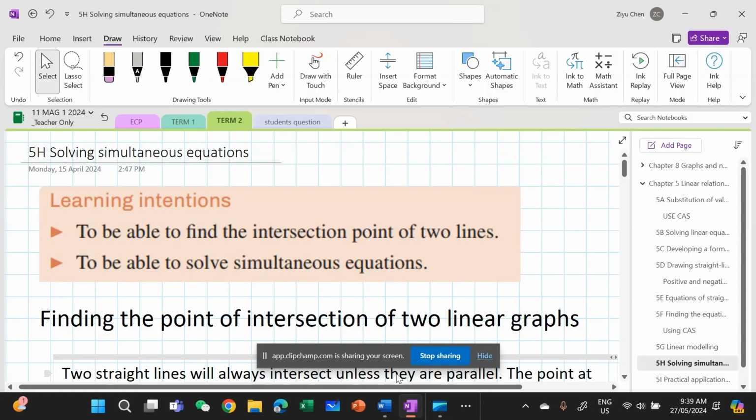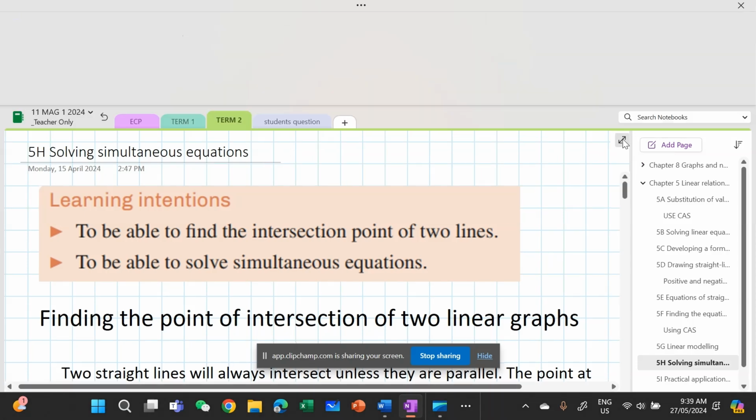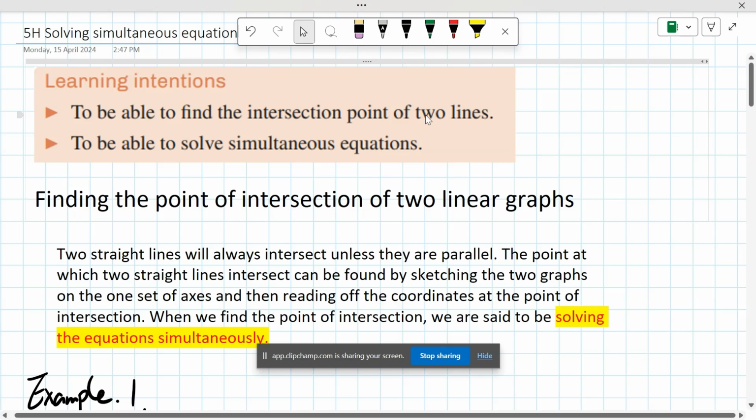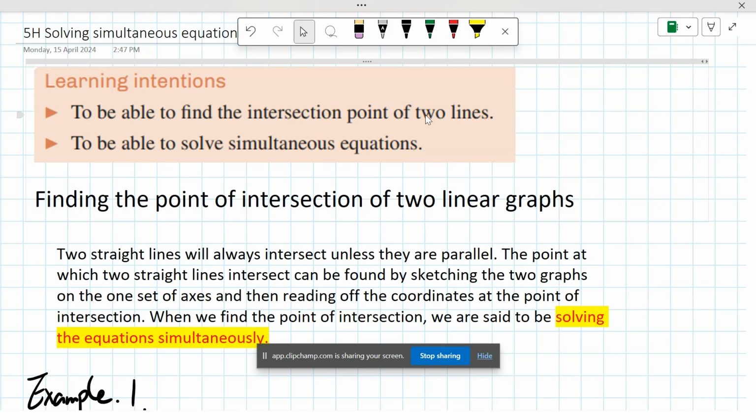Hello everyone, welcome back. Today we're going to start with 5H, solve the simultaneous equation. Probably you guys have heard about this one before. We're going to find the point of intersection from two linear graphs.